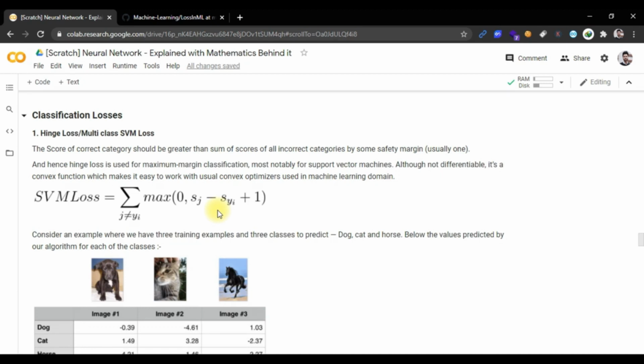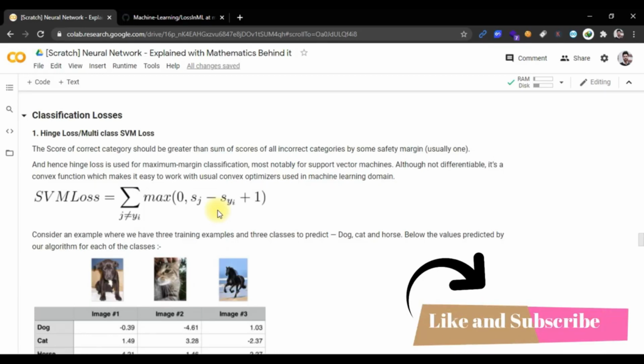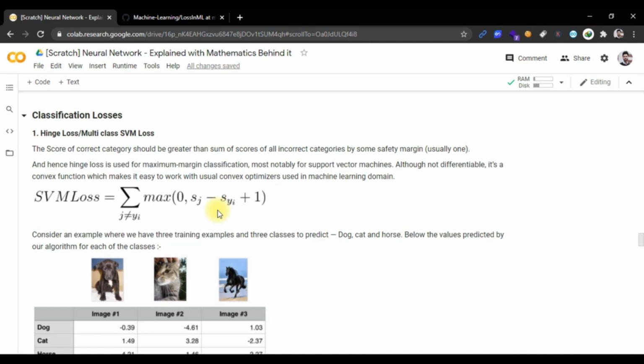As we know, when we are comparing two categories of image, the score of the correct category should be greater than the sum of scores of all incorrect categories by some margin. We usually take one. If these two categories are wrong, then the sum of scores of these two categories must be less than the correct category. In this way we can calculate these things.